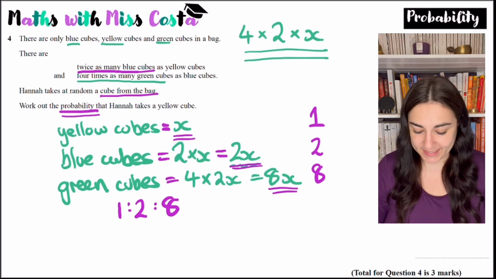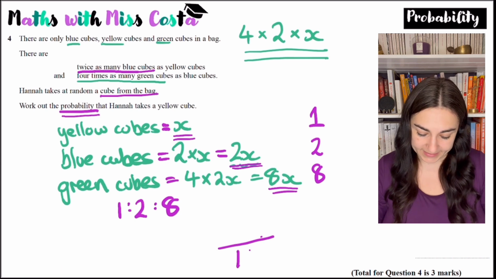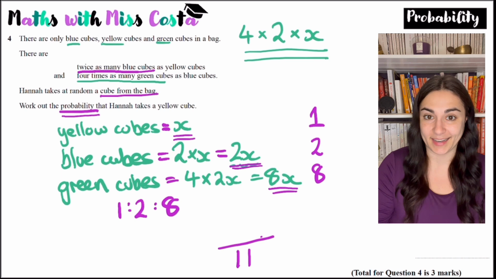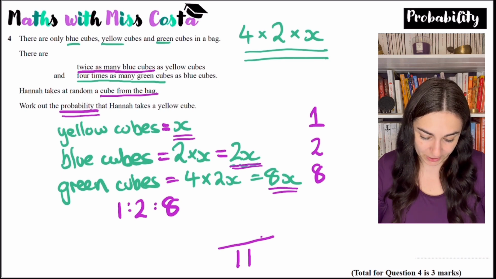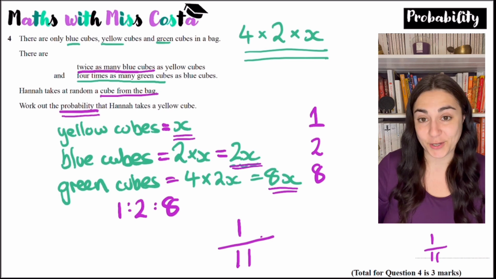And probability is always out of the total that you have. So in total, I could say I am going to do a probability out of 11, because 8x plus 2x plus x is 11. And a yellow cube has a probability of 1. So I'm just going to say the probability of her getting a yellow cube is 1/11.